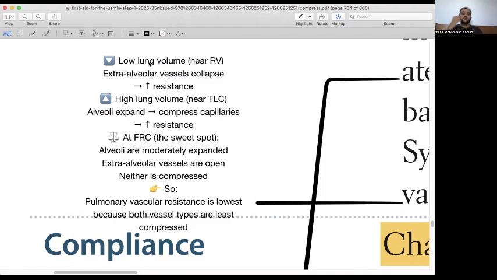Now at functional residual capacity, there's a sweet spot, and the alveoli are moderately extended, and the extra-alveolar vessels are open. So neither is compressed, and the pulmonary vascular resistance is going to be very low. When you have low lung volumes, the extra-alveolar vessels are collapsed, and there's increased resistance. When you have high volumes, there's compression and increased resistance. At functional residual capacity, they are open, so they're not really compressed, and there's not much resistance, so the resistance is going to be the lowest here.